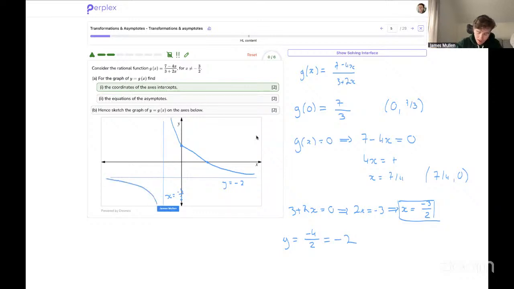And one way I could check that, if I go to the left of my vertical asymptote, I could take x is equal to minus 2. I could plug that in. I'd find g of minus 2 is equal to (7 plus 8) over (3 minus 4), and that would be equal to minus 15. And that would tell me that I have to be negative and below my horizontal asymptote. Okay, so this is the sketch, and make sure you say that this is 7 over 3 and 7 over 4. Because we found them, we now have to include them in our sketch.